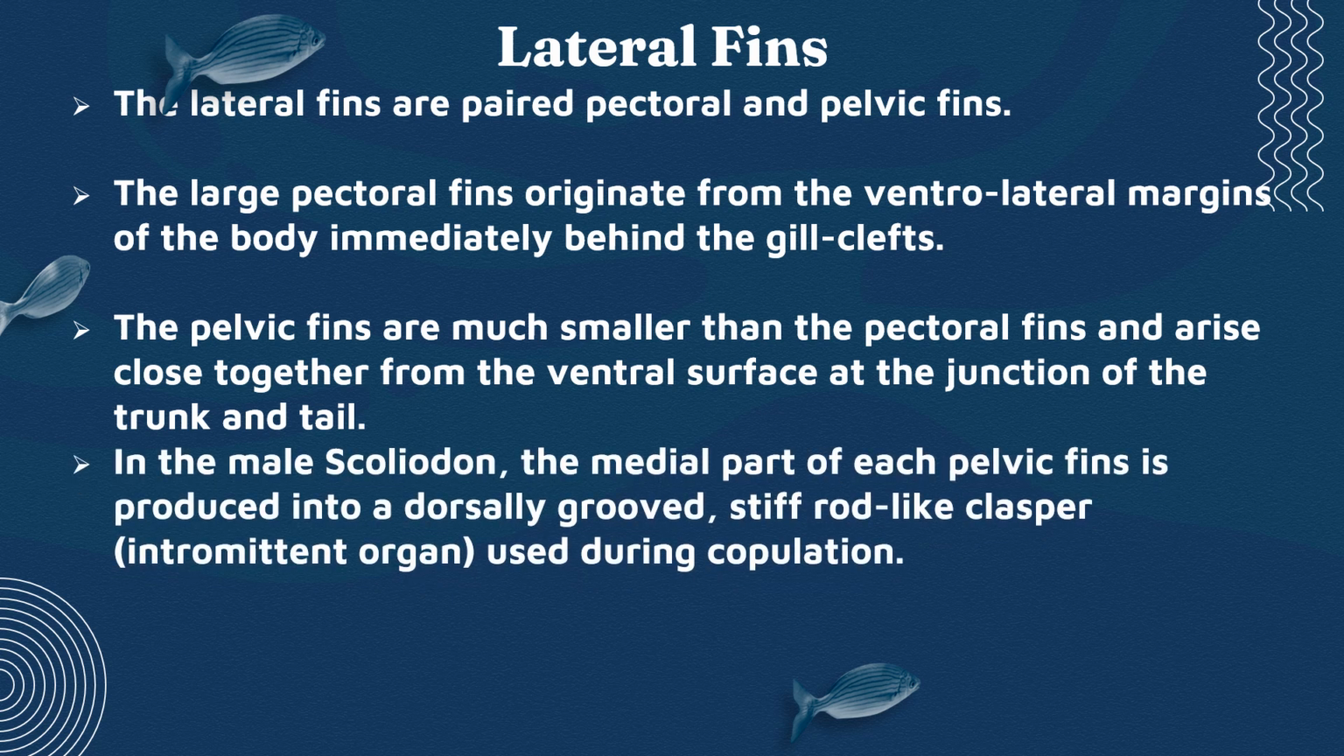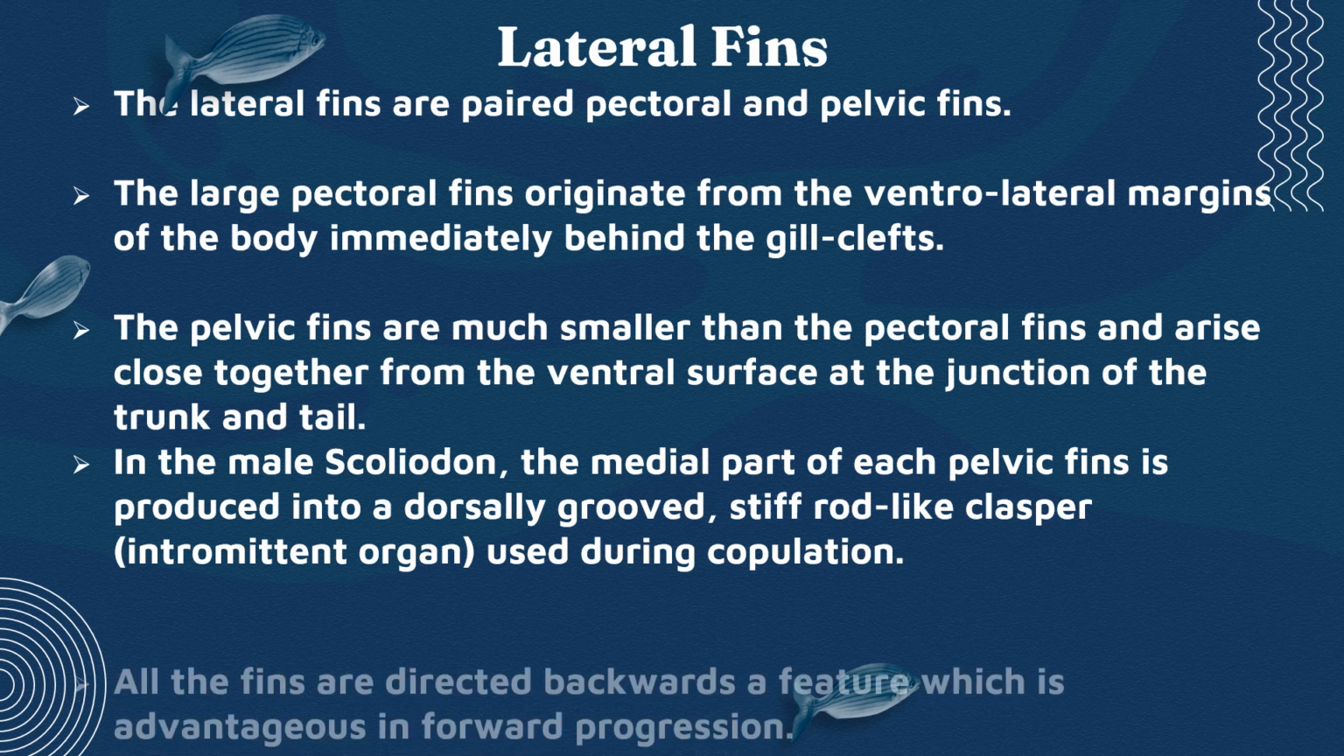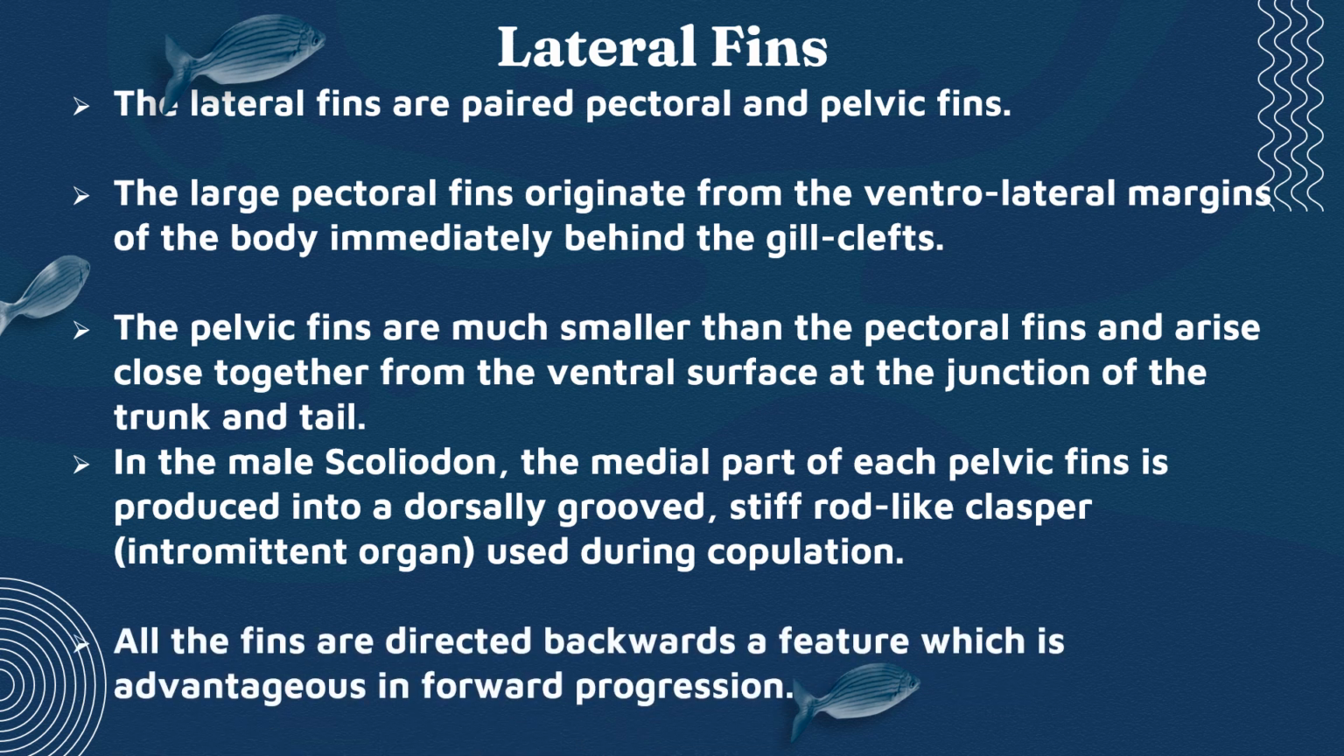In the male Scoliodon, the medial part of each pelvic fin is produced into a dorsally grooved, stiff rod-like clasper which is used during copulation. All the fins are directed backwards, a feature which is advantageous in forward progression.